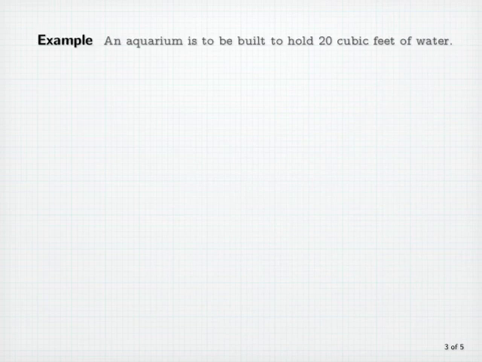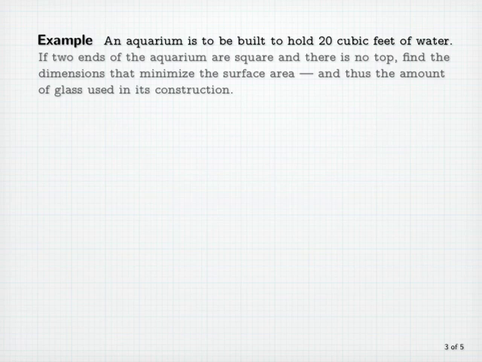Example: an aquarium is to be built to hold 20 cubic feet of water. If two ends of the aquarium are square and there's no top, find the dimensions that minimize the surface area and thus the amount of glass used in its construction.